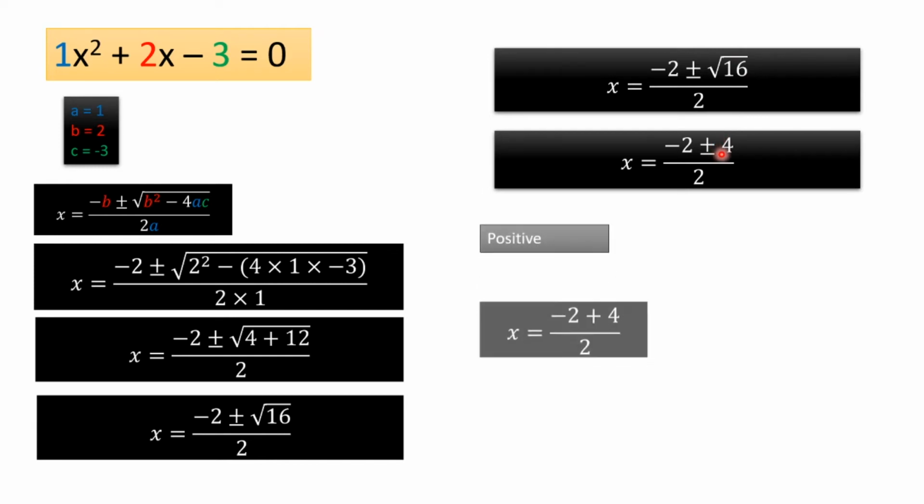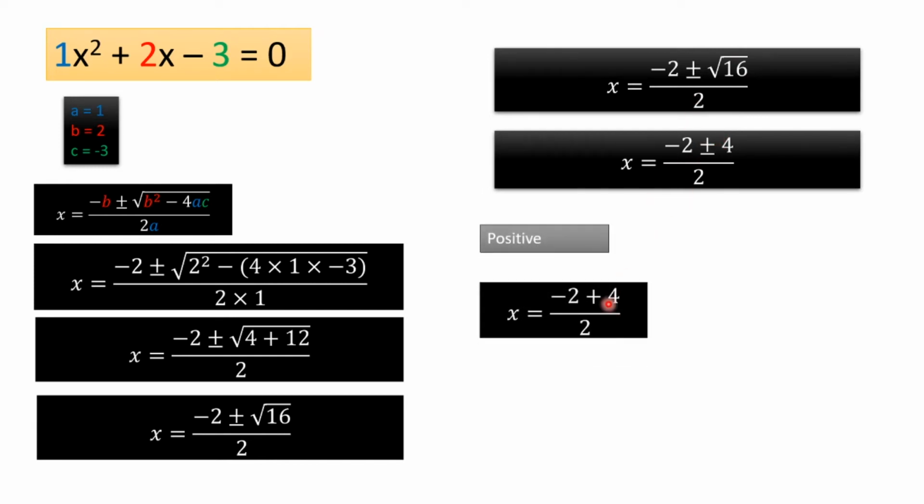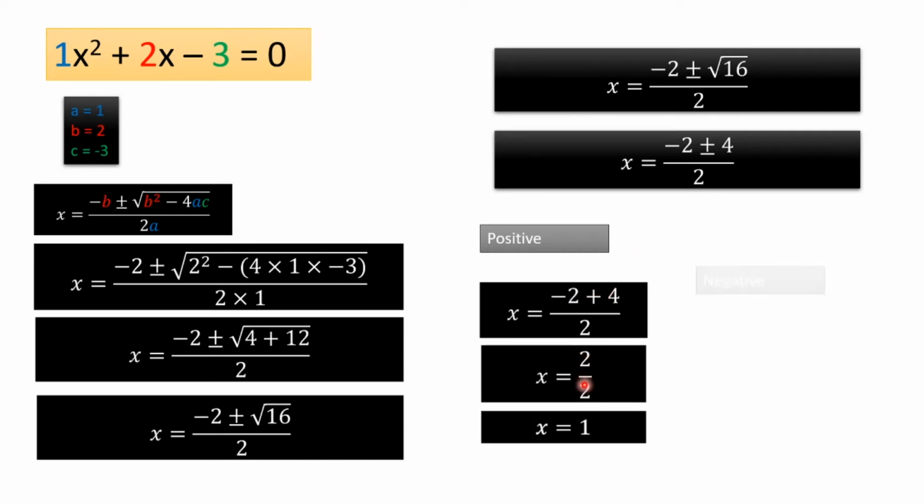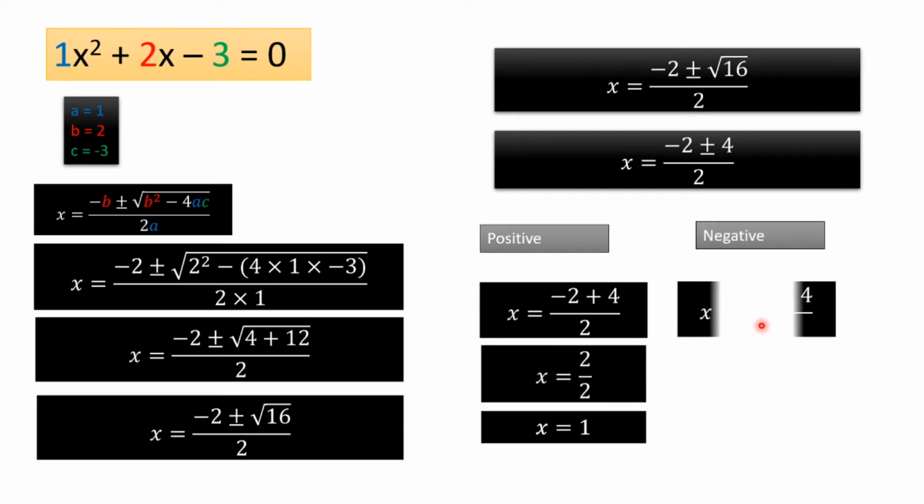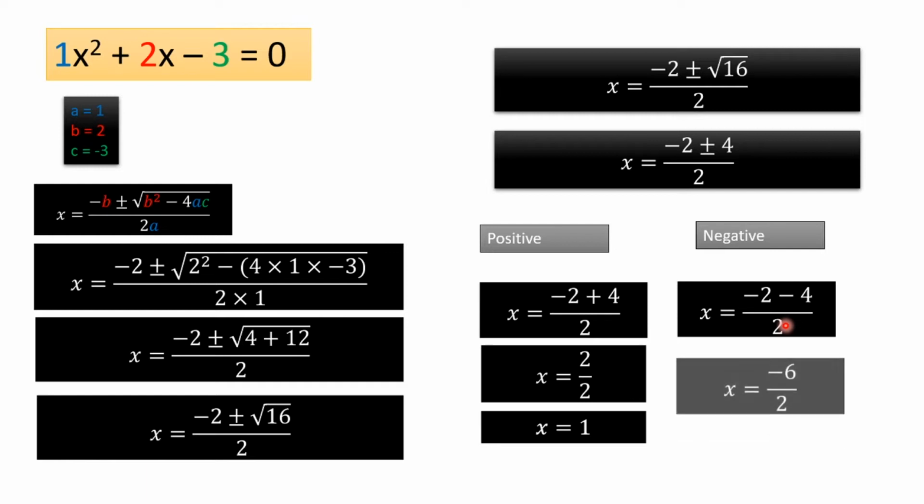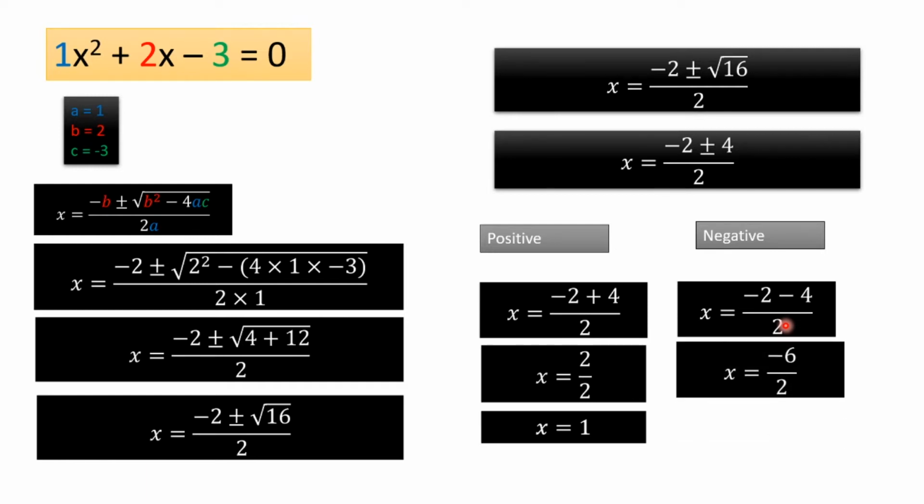Then if you consider positive, you can go with the positive value. I just consider positive in here: minus 2 plus 4 divided by 2. Then to solve this, it is 2 by 2, x equals 1. Then if you consider negative, what will happen? Here minus 2 minus 4, then divide by 2, minus 6 divided by 2, so x equals minus 3.